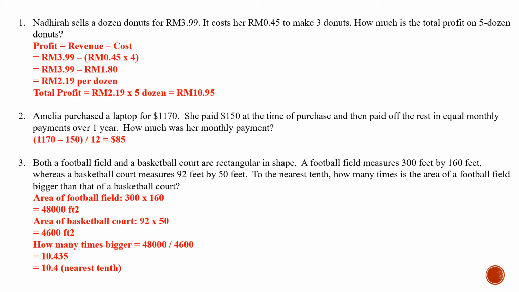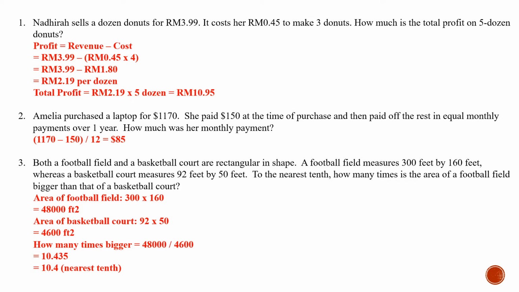How do you make it 12? You times 4, right? So 0.45, you times 4. So the revenue for 12 donuts is 3.99. You minus 1.8, which is the cost for 12 donuts. So it is 2.19 per dozen. So the profit for each dozen is 2 ringgit and 19 cents. What's the profit for 5 dozens? You times with 5. Alright.